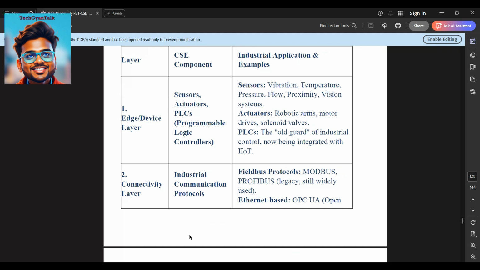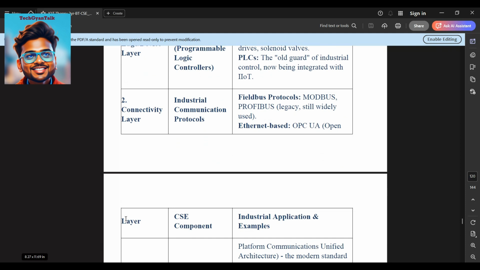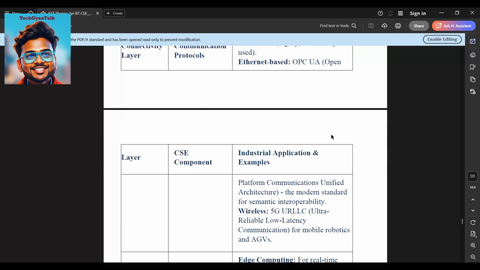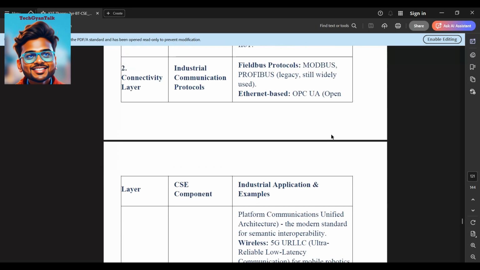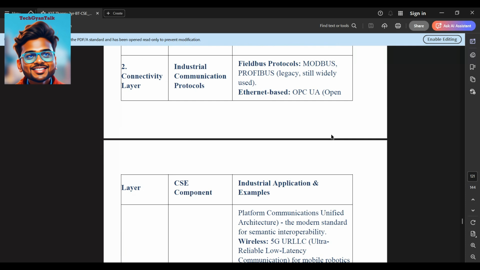Industrial applications and examples: sensors for vibration, temperature, pressure, flow, proximity, and vision systems; actuators such as robotic arms, motor drives, solenoids, and valves; and PLCs, the old workhorse of industrial control, now being integrated with IIoT. Connectivity layer: industrial communication protocols, fieldbus protocols like Modbus and Profibus, which are legacy but still widely used, and Ethernet-based OPC UA, Open Platform Communications Unified Architecture, the modern standard for semantic interoperability.